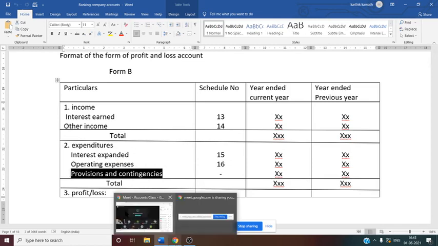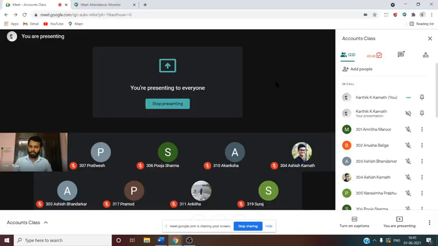Suppose provision for taxation is there. We know that every year a company needs to pay tax, so a separate provision is maintained. Such a provision you can write here, under provisions and contingency. Then provisions for bad debts. Suppose any of the customers fail to pay the amount they have taken, then we have to keep a certain amount aside as a provision for bad debt. Such a provision also we can enter here, under provisions and contingency.